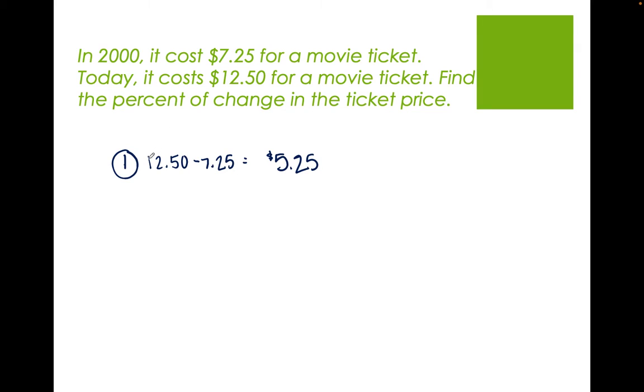When we find the change, we are always going to subtract the larger number minus the smaller number, whether the price is going up or going down. So this is our change, $5.25 is the increase, but now we want to know this information as a percent of the original. In this case, the original price we're comparing this to is $7.25. So we want to know by what percent did this actually increase.